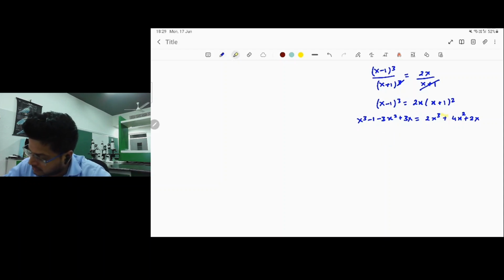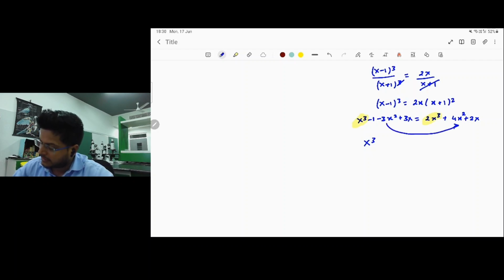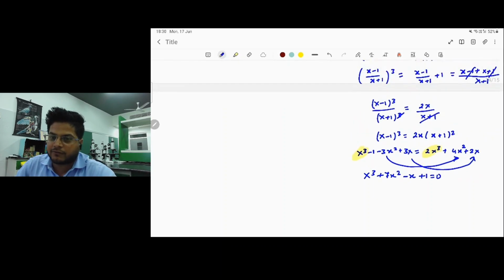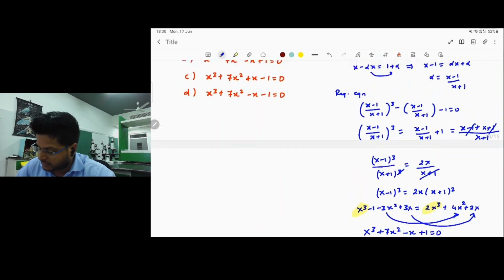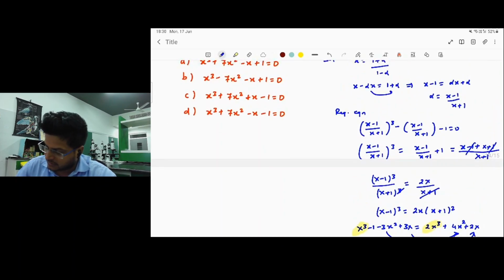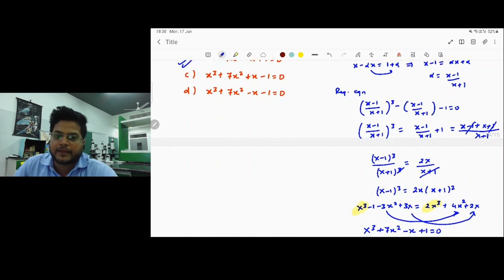So let me highlight this. This 2x cube and this x cube will get compensated. So you'll get how much? x cube. Now come to the x square. So this 3x square will come on the right side. So it will become how much? 7x square. This 3x will come here. So it will become how much? Minus x. And this will come on the right side. So it will become plus 1 equals 0. So the answer that we have got is x cube plus 7x square minus x plus 1 equals 0. So the correct answer for this question is option B.